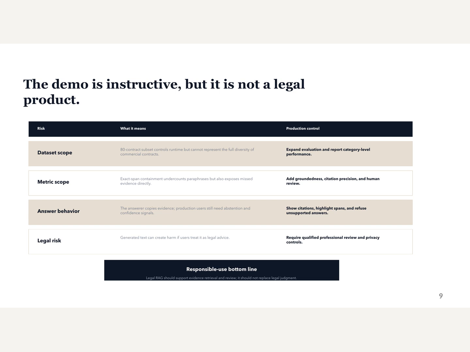A production system would need confidence scores, abstention behavior, highlighted citations, privacy controls for uploaded contracts, and review by qualified professionals. The responsible use bottom line is that legal RAG should support evidence retrieval and review. It should not replace legal judgment.